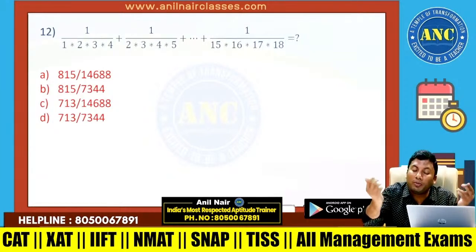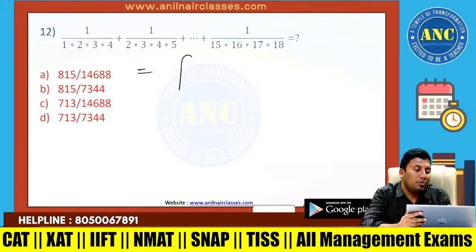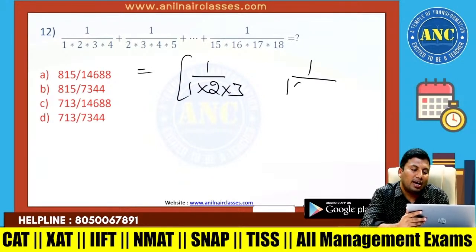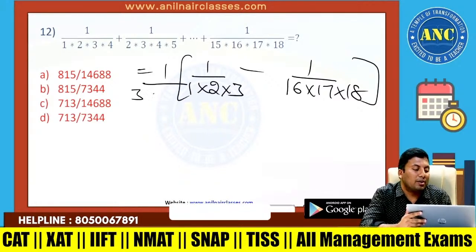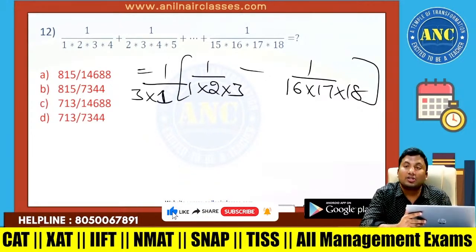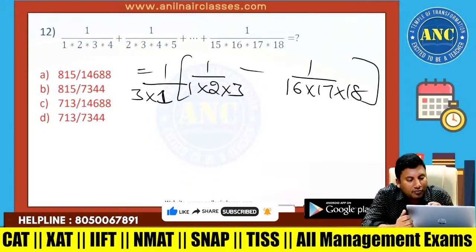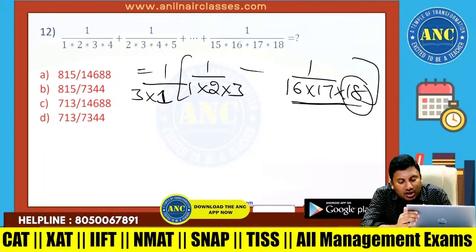Next, 4 numerical values are there. If 4 numerical values are there, write the first 3 numerical values and write the last 3 numerical values. Minus, 1 by 4 numerical values are becoming 3. Common difference is 1. 1 by 3 into 1. Now if you observe, 4 numerical values are there. Last 3 numerical values, 18.